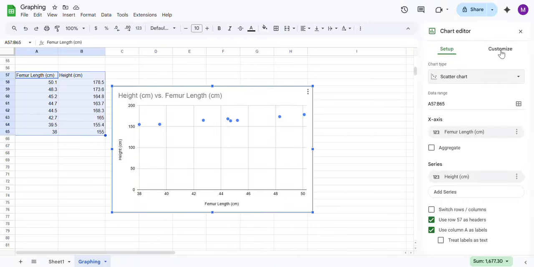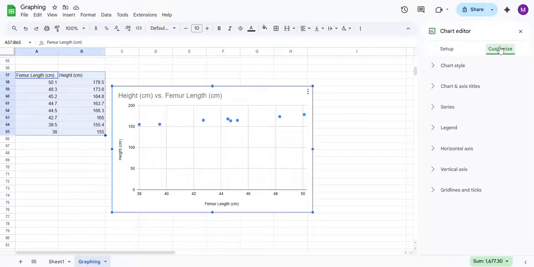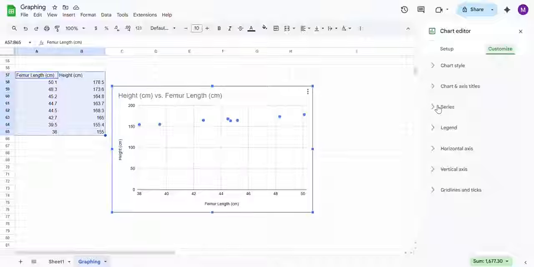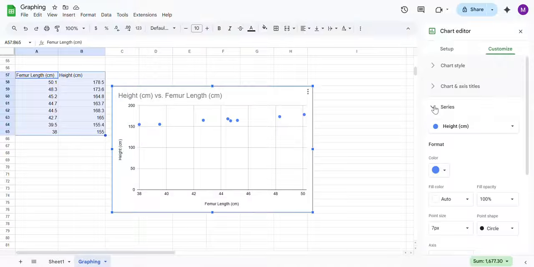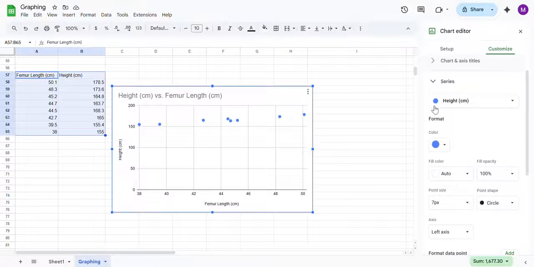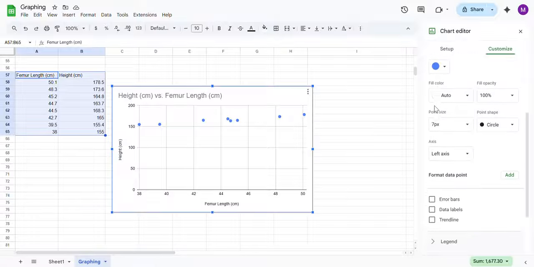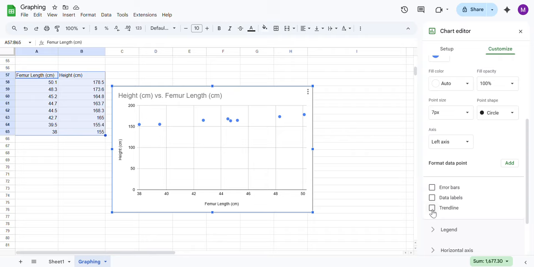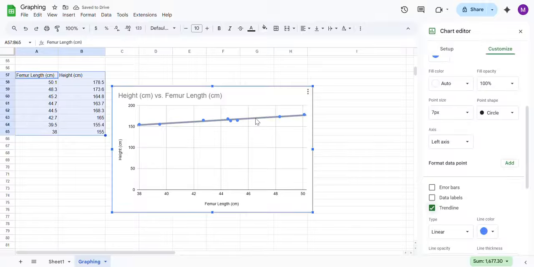To include the line of best fit, what you have to do is come over to Customize. And what you're going to do is look for the drop-down menu Series, okay? So hit that, and you're going to scroll down to the bottom where it says Trend Line. Once you click on it, there it is. There's your line of best fit, okay?